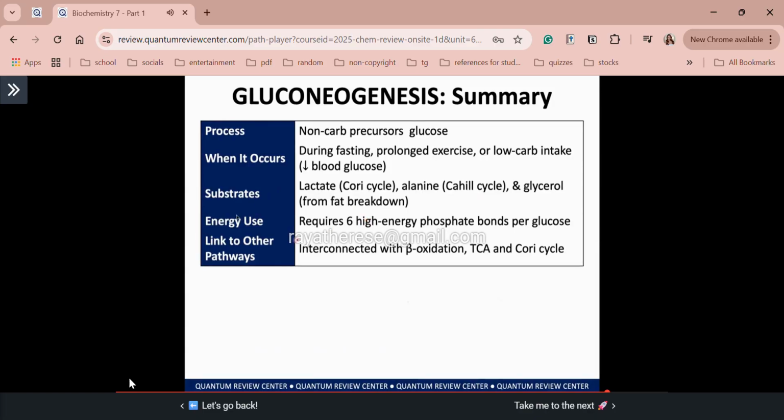And for our energy use, class, it requires 6 high-energy phosphate bonds per glucose. That's why the gluconeogenesis pathway is very energetically expensive.